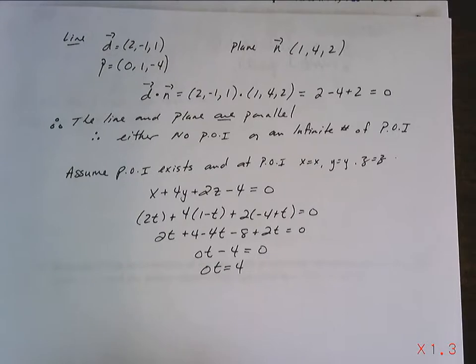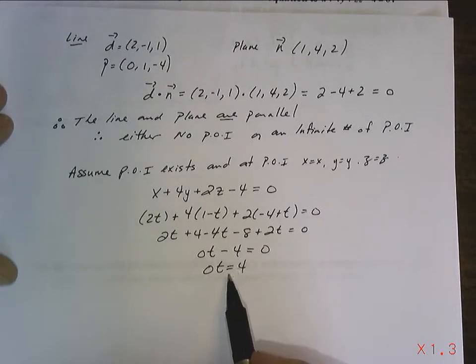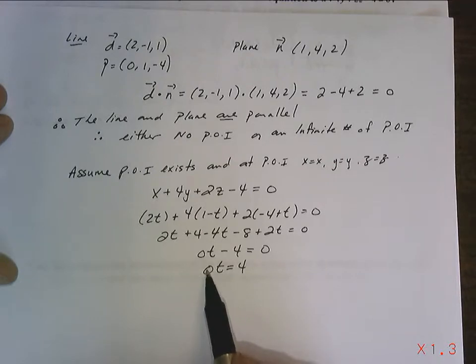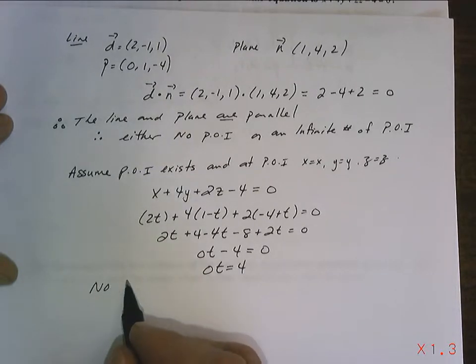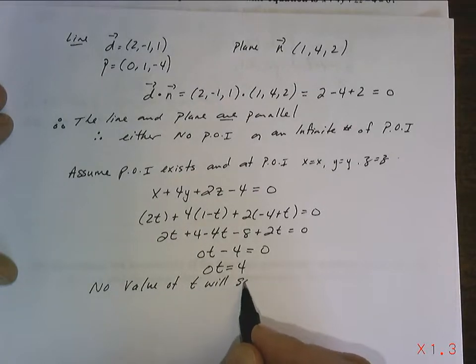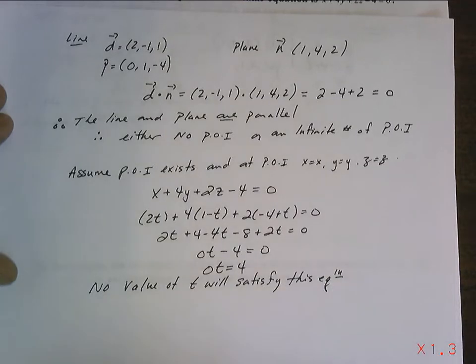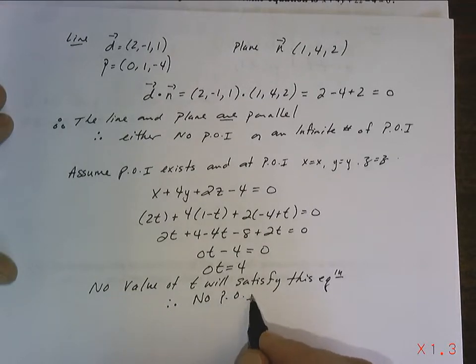And so let's look at that. Now that's going to bother you. 0t equals a nonzero number. The question is really, what value of t will solve this? And the answer is none. There's no value of t that I can put in, times 0 will give that number. So no value of t will satisfy this equation. Therefore, no points of intersection exist, in which case the line and the plane are parallel and distinct.